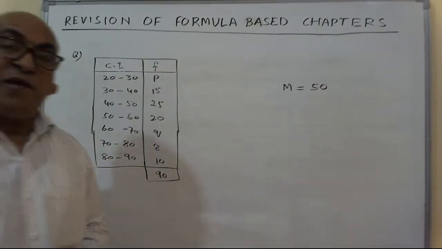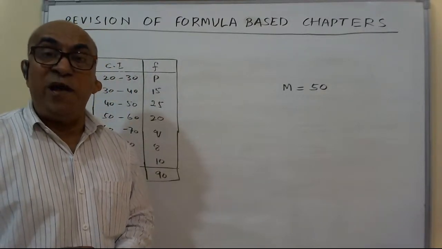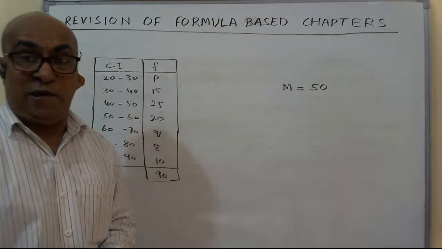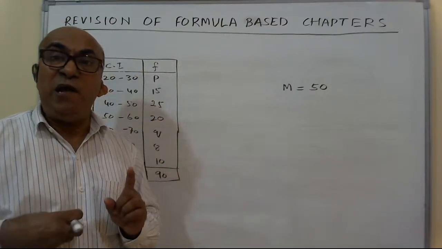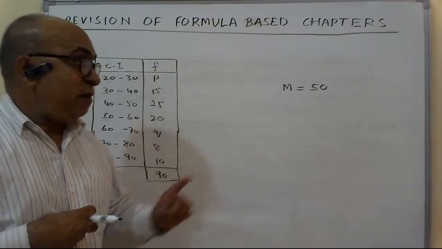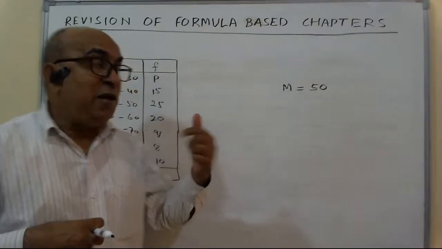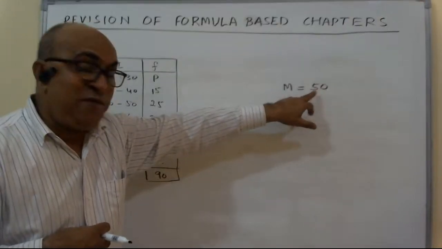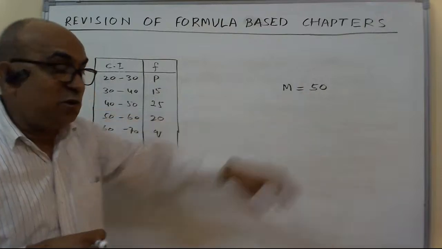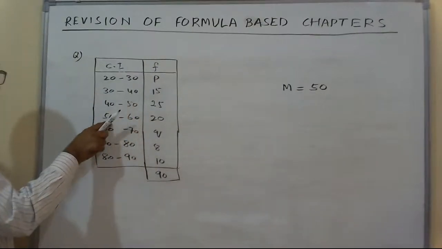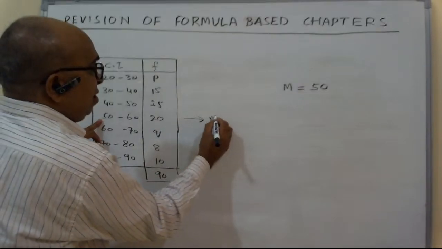To find the median, or to find the missing frequencies when the median is given, in both cases first you have to identify the median class. If the median is given, it's very easy to find the median class. You have to know in which class interval the given median exists. So you see, 50 is here or here? 50 to 60. So this is the median class.